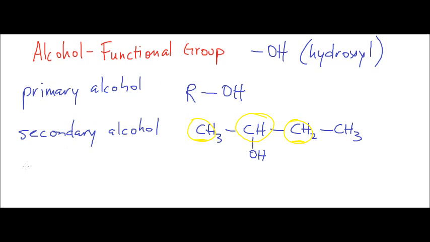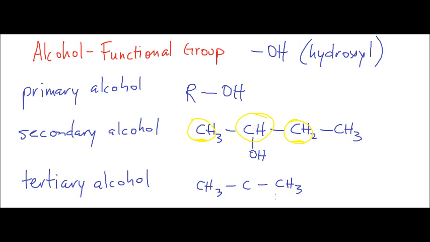And the third type are called the tertiary alcohols, in which the carbon that the hydroxyl group is attached to is bonded to three other carbons. So here we have our hydroxyl group. It's bonded to a carbon that is bonded to three different carbons all around it, and this is referred to as the tertiary.